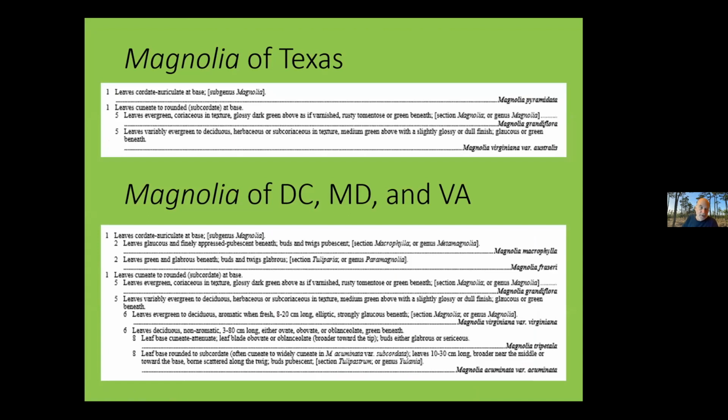And the keys, when we produce these custom products, the keys basically automatically subset to only the species that need to be in the key. So if you produce a Flora of Texas, the key subsets to only the 3 species that are present in Texas. If you produce a Flora of the DC, Maryland, and Virginia areas, the key subsets to the 6 taxa necessary for that area, whereas the full Magnolia key in the Flora Manager or for the full Southeastern Flora would be 12 or 13 species.